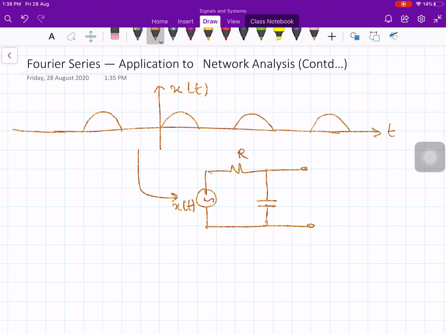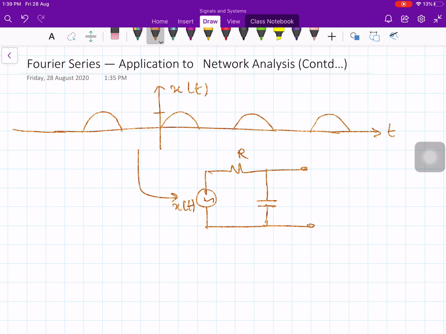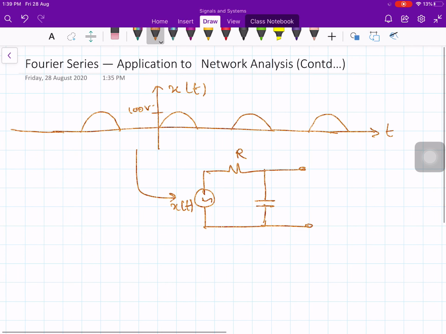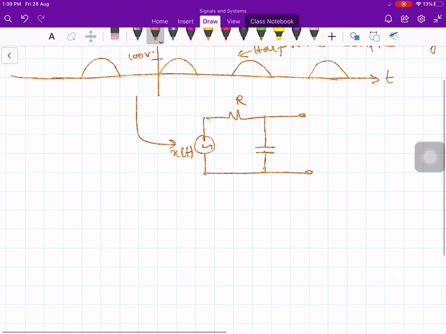So we will imagine that the peak value of this half wave rectified sine wave, which in the previous lecture we said was A, is now, let us say, 100 volts. This is half wave rectified voltage. Okay. Now this voltage is applied across the RC circuit, and we are interested in finding out the significant harmonics both in the input and output voltage.